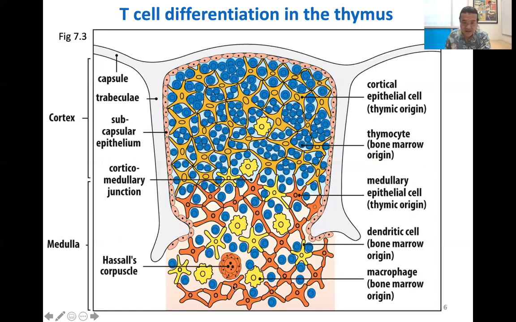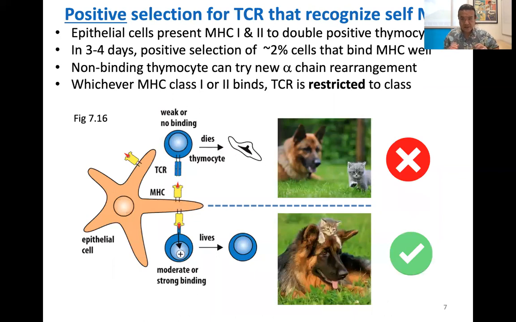So then they migrate down to this medulla region of the thymus, where different cells, like these darker orange epithelial cells, right, begin to do the task of helping them finish their training and decide if they're going to be cytotoxic killer T cells or helper T cells. So let's talk about this positive and negative selection, right?